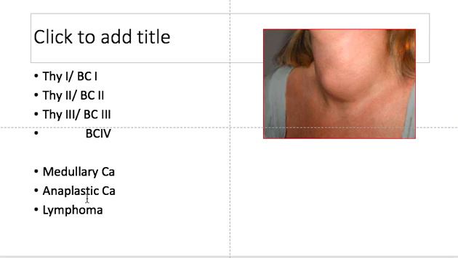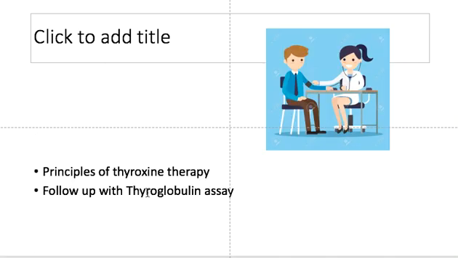Lymphoma, you may need the thyroidectomy to also confirm the diagnosis, but of course the main treatments will be radiotherapy and chemotherapy. Of course you have to discuss with the oncologist about this. And then just one point about follow-up after the differentiated cancer. I said you keep on a very high dose of thyroxine to keep the TSH suppressed.